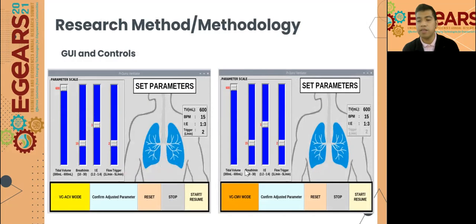For breaths per minute it is 10 to 30. And for the IE ratio it is from 1:2 to 1:4. And for flow trigger from 1 to 5 liters per minute. The set parameters will be displayed in the upper right side of the GUI.